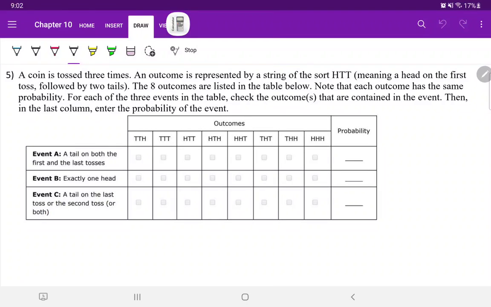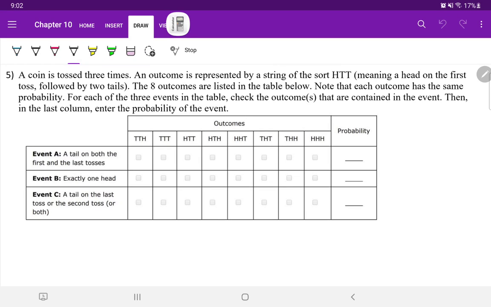All right, guys, this is the last video of this topic, chapter 10, section 4. And this is going to be having some sort of table that expresses the outcomes of a probability experiment, or a random experiment, if you want to call it that.